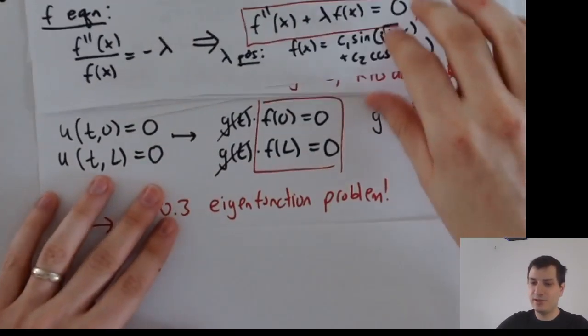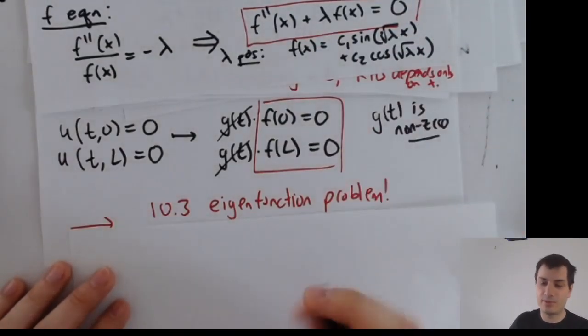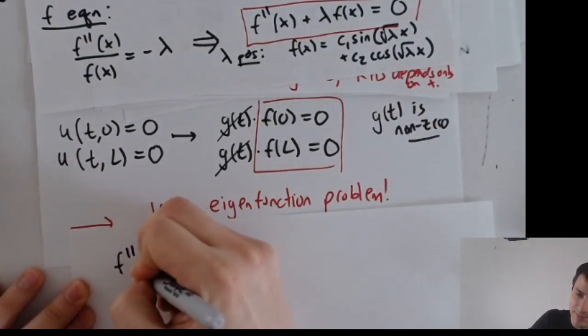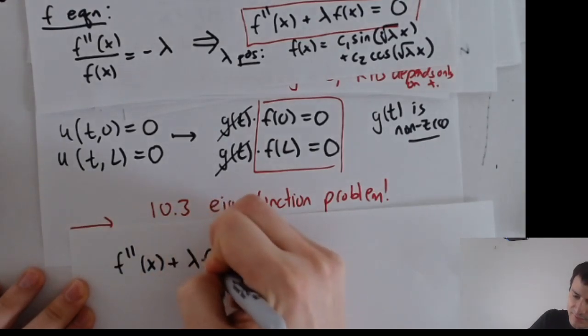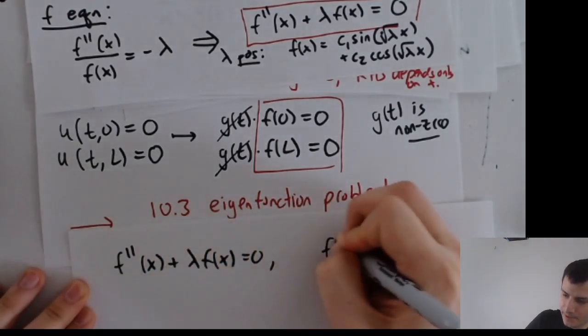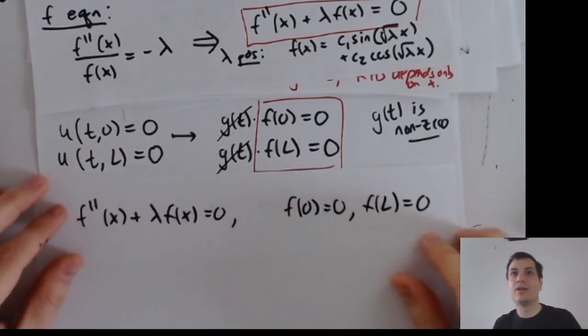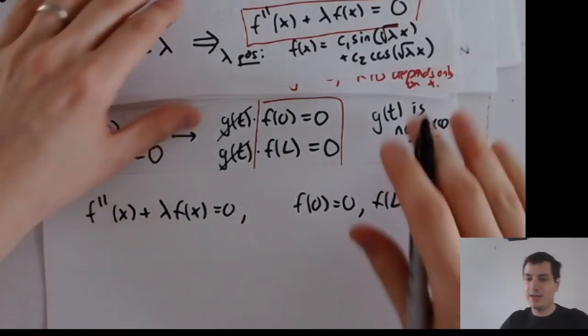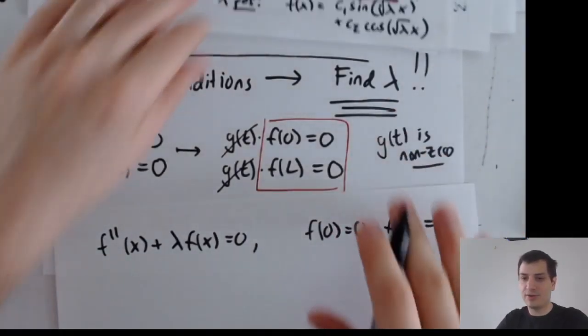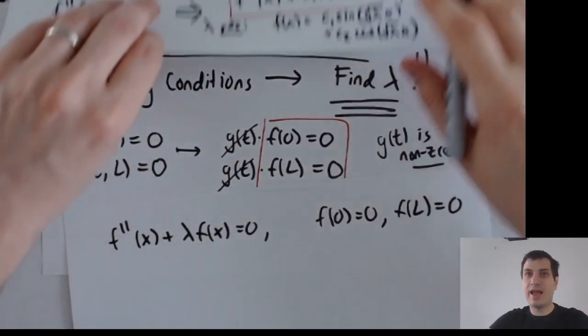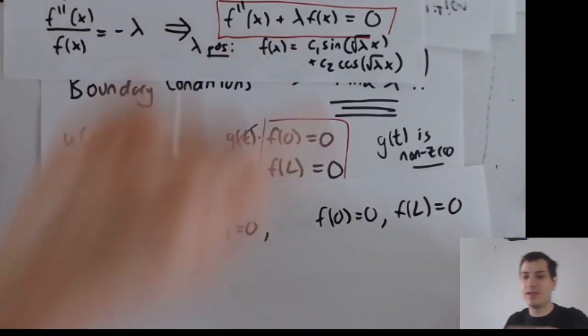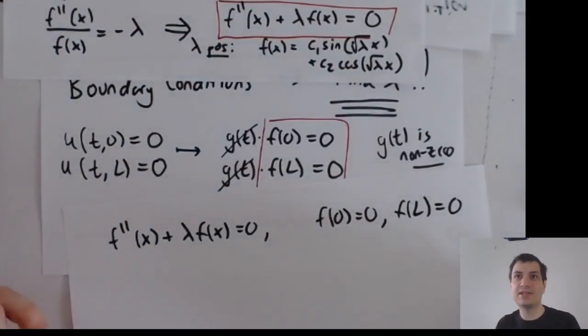So this is the problem we have. F double prime of x plus lambda f of x equals 0. F of 0 equals 0. F of L equals 0. And I actually already solved for the possibilities for the f's. If lambda was positive, you get sines and cosines. If lambda is negative, you get exponentials. And if lambda is 0, you get a linear function.